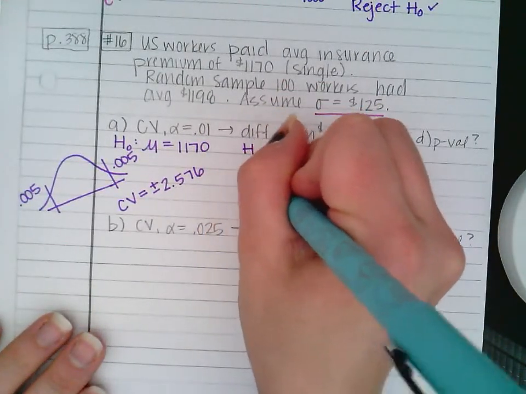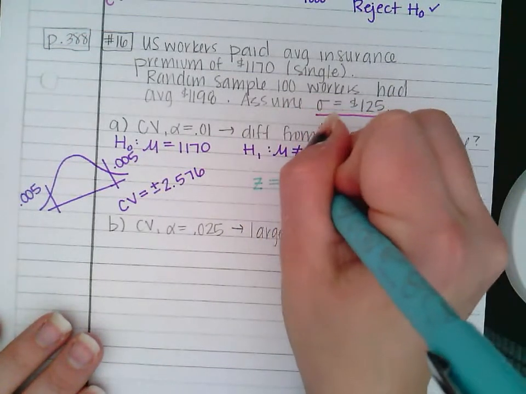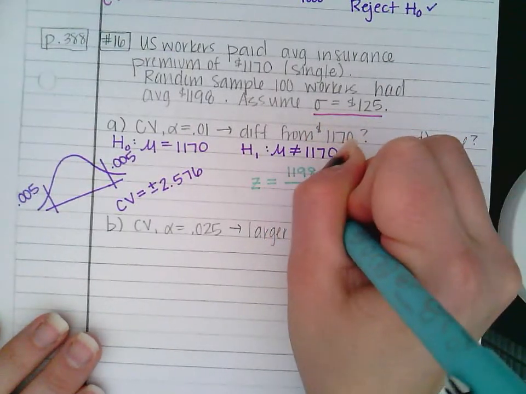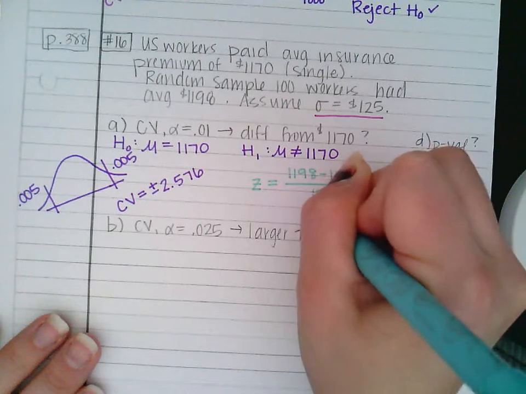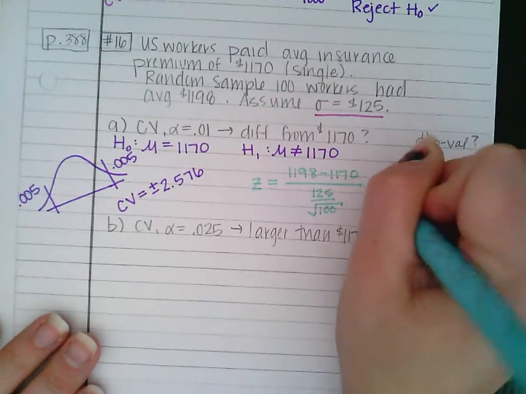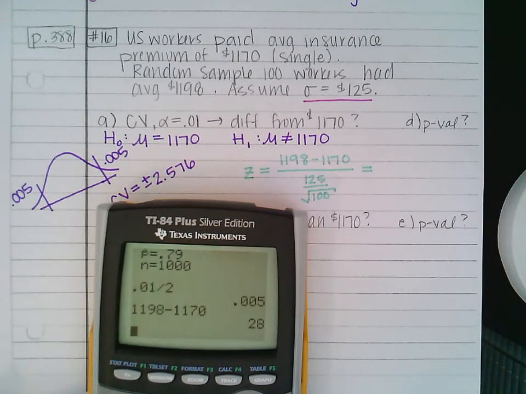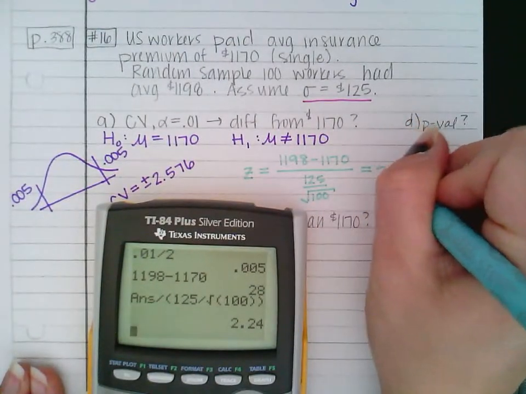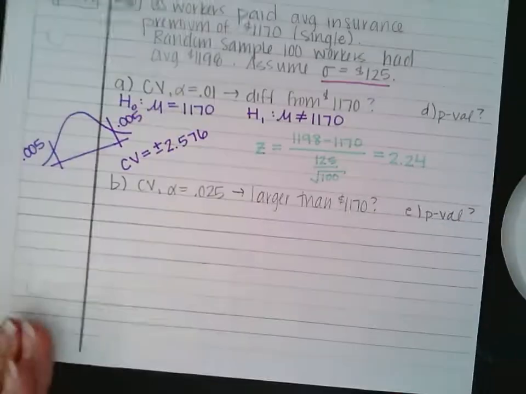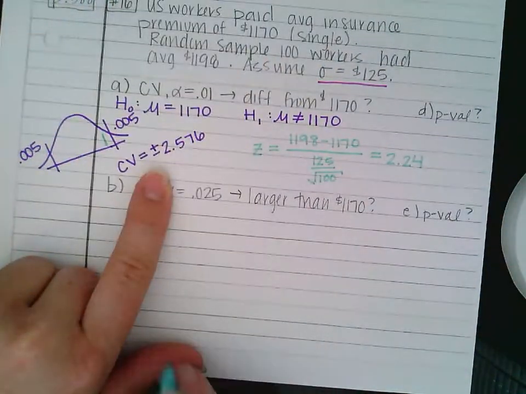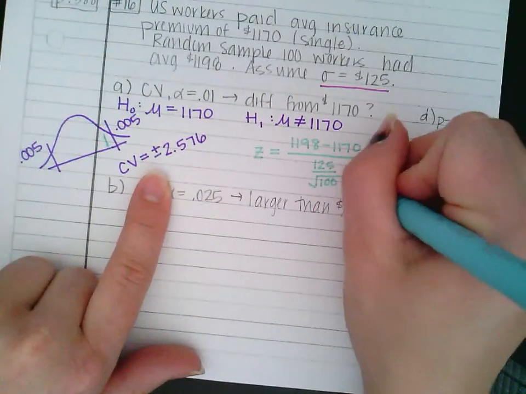All right, let's go find that Z-score and compare it here. So Z is equal to 1198 minus 1170, all over 125 over the square root of n. That gives 2.24. Now when I compare that here, it is not there. I'm not far enough away, and so I'm going to fail to reject.